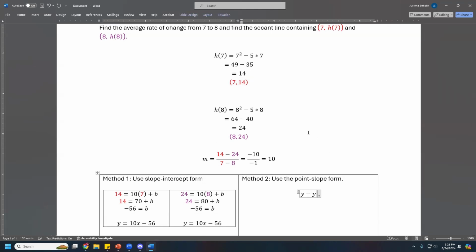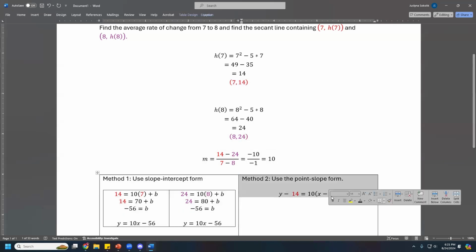Point-slope form is y minus y1 equals m times (x minus x1), where your x1 and y1 represent a point that is on the line. And we have 2 points that are on the line for sure, so we can just plug in either one, it doesn't matter. I know that my m is supposed to be 10, we found that earlier. I know my y1 is supposed to be 14, and my x1 is supposed to be 7.